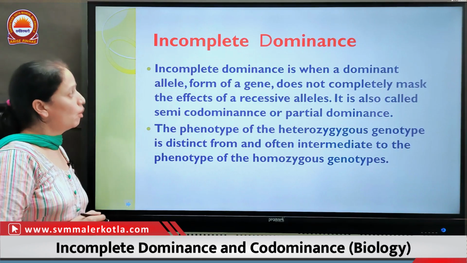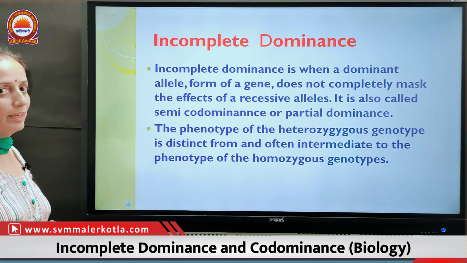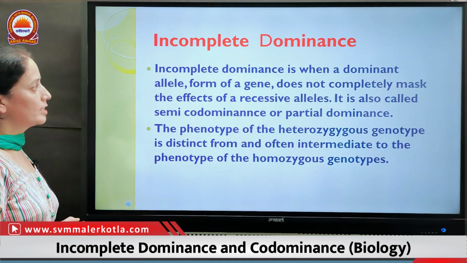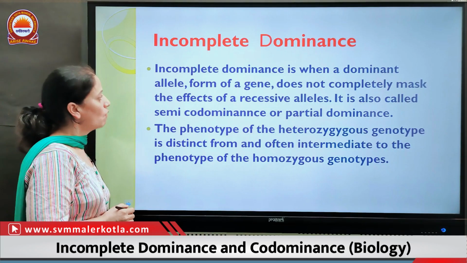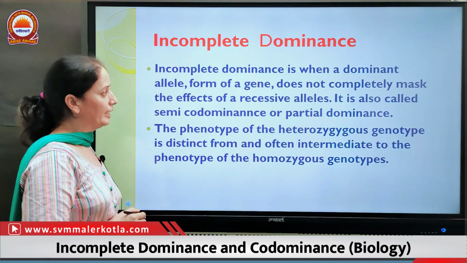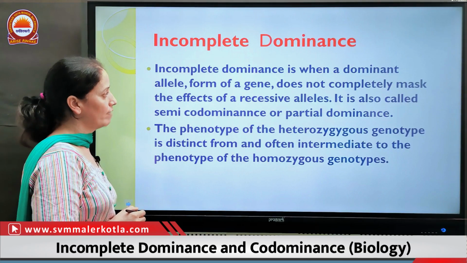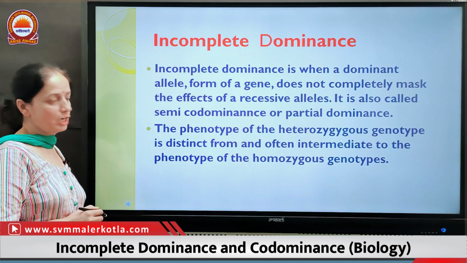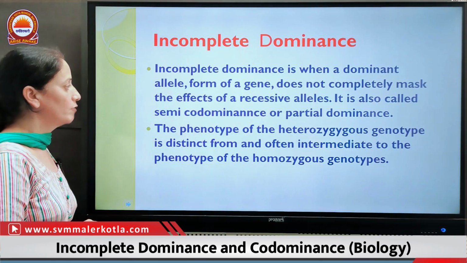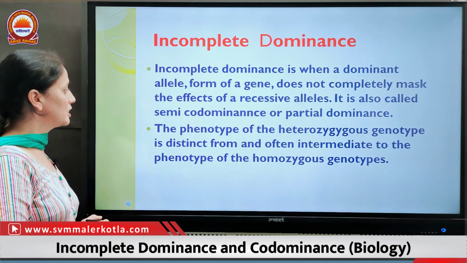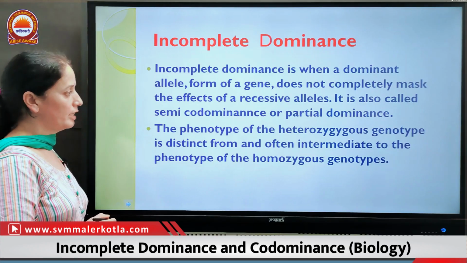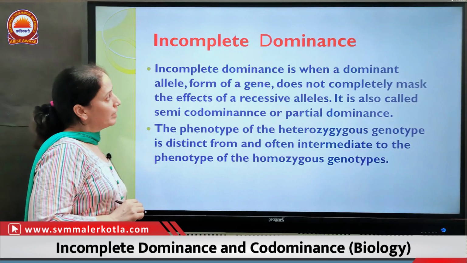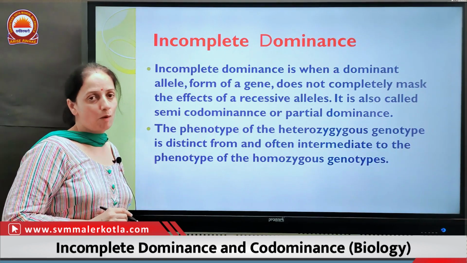Now about incomplete dominance. What is incomplete dominance? First of all, we will understand this. Incomplete dominance is when a dominant allele form of a gene does not completely mask the effect of a recessive allele. It is also called semi-dominance or partial dominance. The phenotype of the heterozygous genotype is distinct from and often intermediate to the phenotype of the homozygous genotypes. Incomplete dominance we will understand with the help of an example.